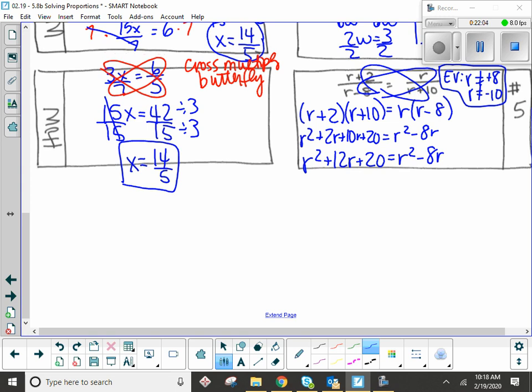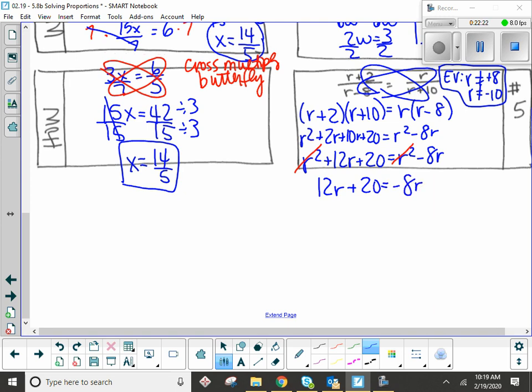Something cancels right now. What is it? The r squareds, because they're the same on both sides. So we can just get rid of them. Boom, boom. So now I have 12r plus 20 equals negative 8r.